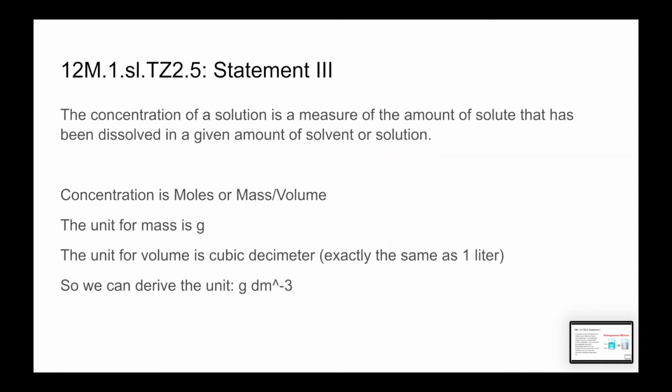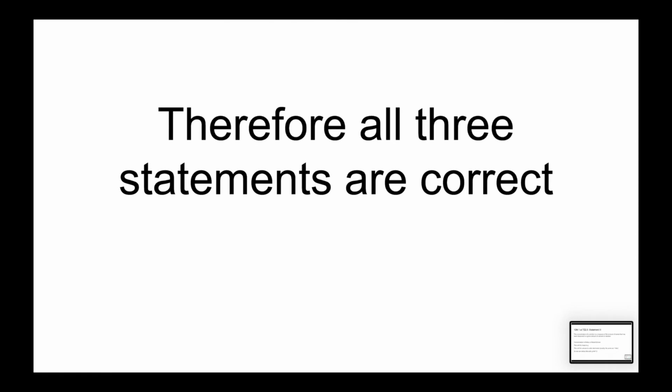Okay, concentration is the measure of the amount of solute that has been dissolved in a given amount of solvent or solution. Concentration is usually mass over volume or moles over volume. This time we're using mass. The unit for mass is grams. The unit for volume is cubic decimeter. It's the exact same as 1 liter, putting it into context for you. We can derive the unit grams per cubic decimeter, and we can write it in IB notation in the way that is shown on the slides. This means that all three statements are correct and the answer is D.